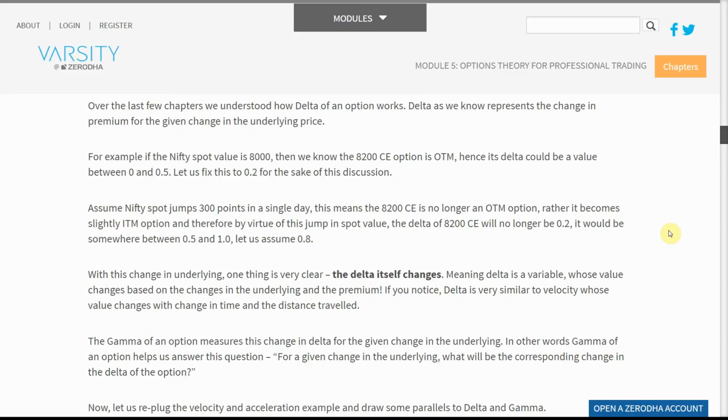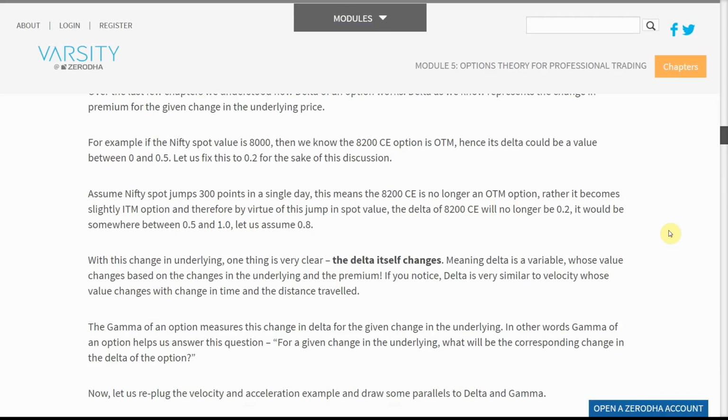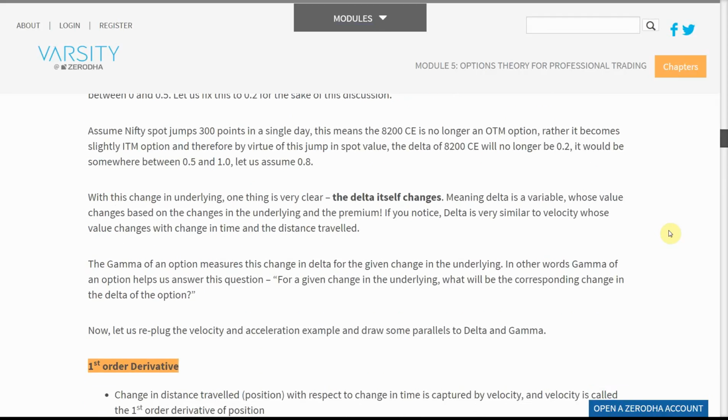If you notice, delta is very similar to velocity, whose value changes with change in time and the distance traveled. The gamma of an option measures this change in delta for the given change in the underlying. In other words, gamma of an option helps us answer this question: for a given change in the underlying, what will be the corresponding change in the delta of the option?